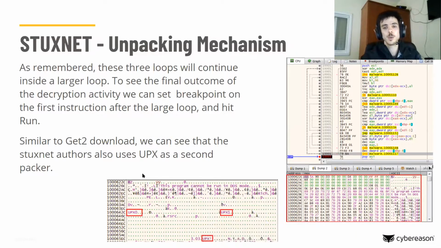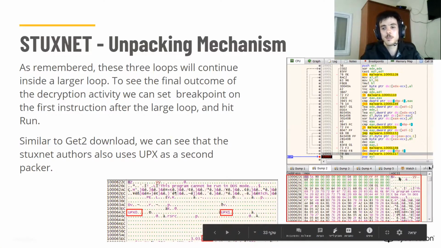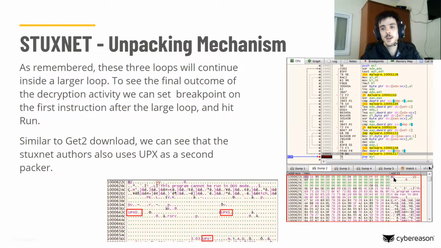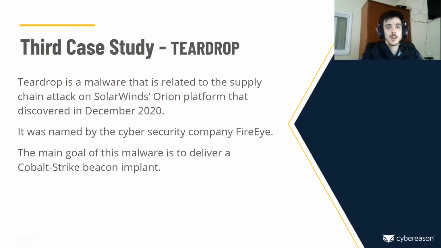So after we set a breakpoint after this loop, we can see the clean portable executable, MZ, "This program cannot run in DOS mode". And actually, similar to the Get2 downloader, the Stuxnet malware was also packed with UPX, so double packers here and there.